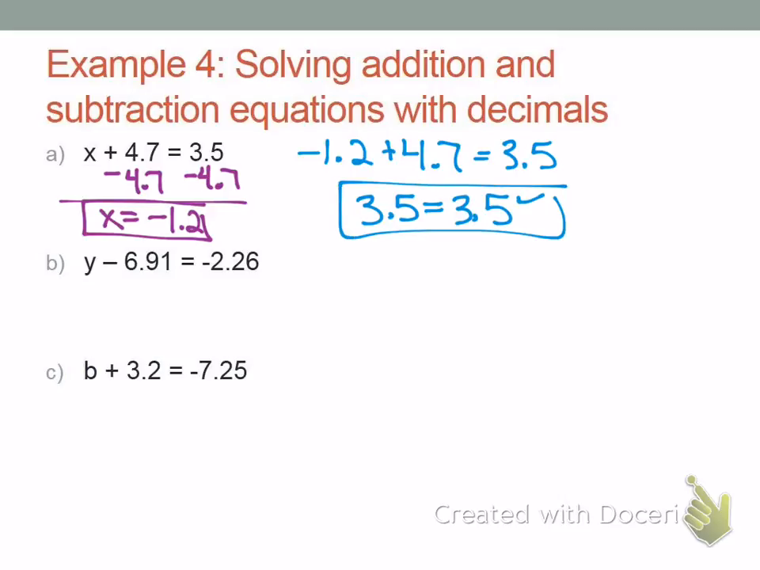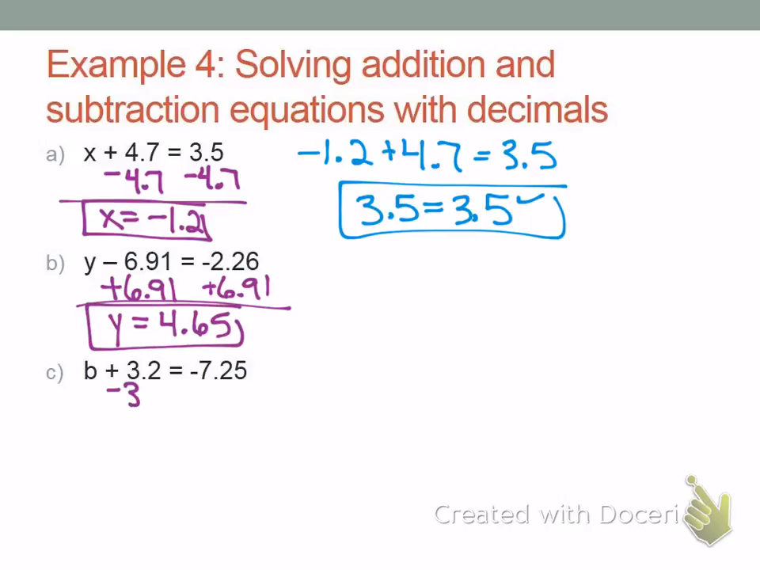All right, I want you to do B and C. All right, so on B, I need to add 6 and 91/100ths to both sides. And what do I get? Y equals 4 and what? 65/100ths. On C, I subtract 3 and 2/10. And B equals negative 10 and 45/100ths.